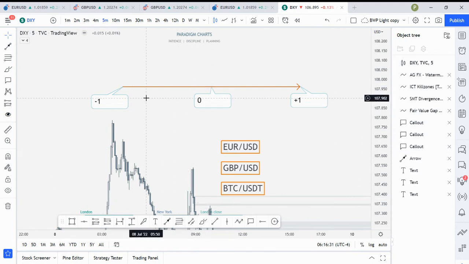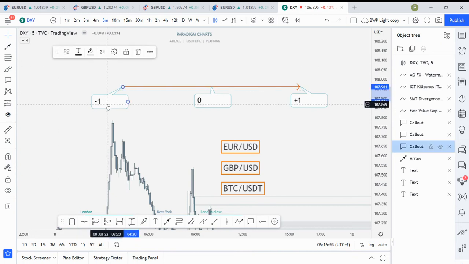Now, when two currency pairs have a correlation coefficient of -1, it means they have perfect negative correlation. That is, whenever one is going up, 100% of the time, the other will definitely go down. That's a negative correlation of -1.